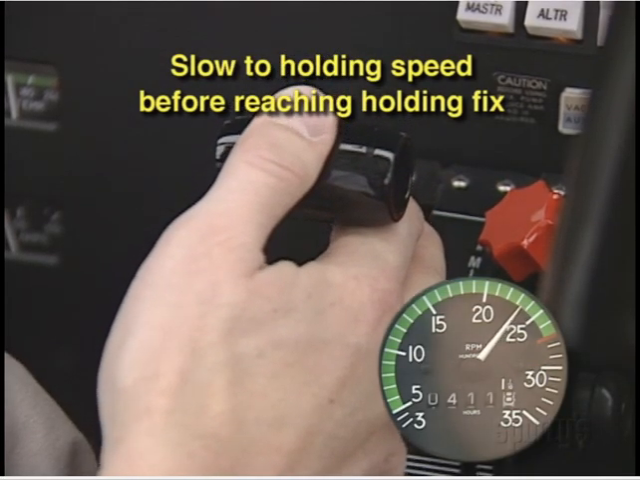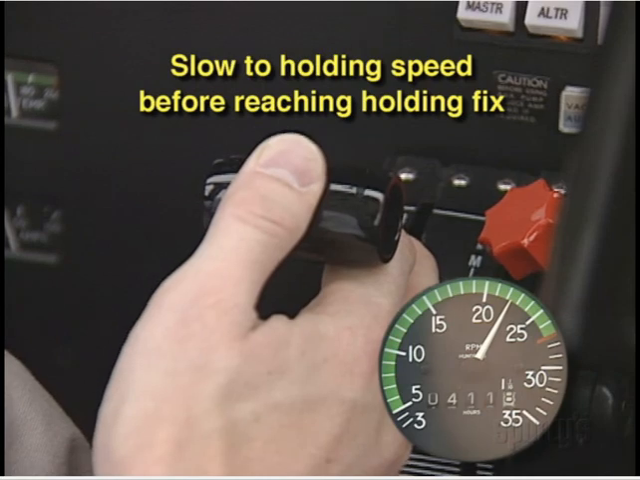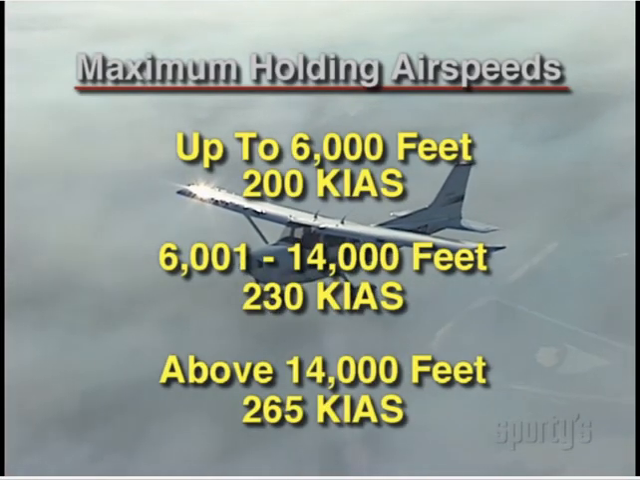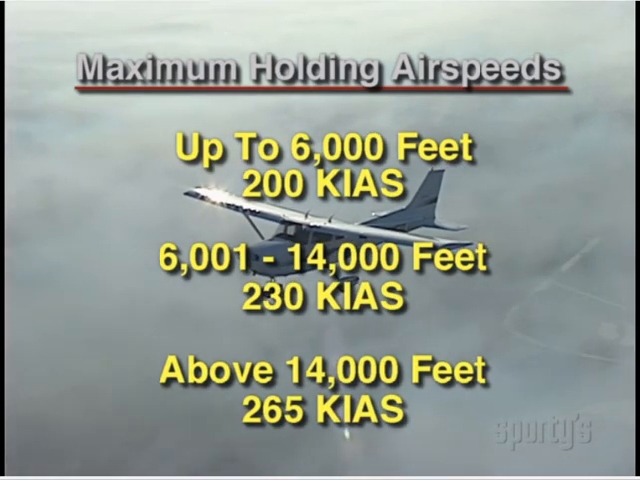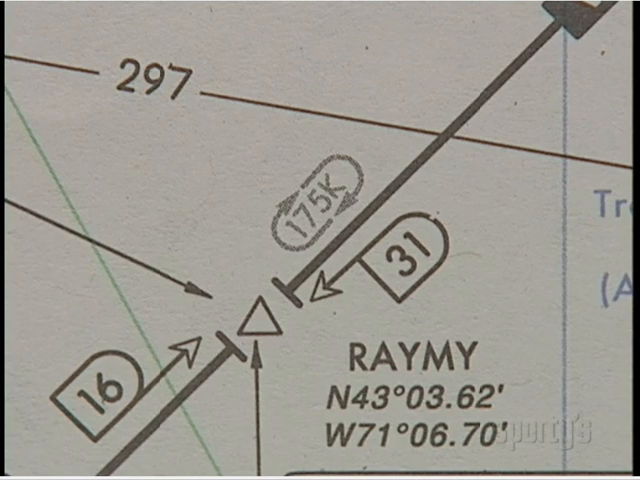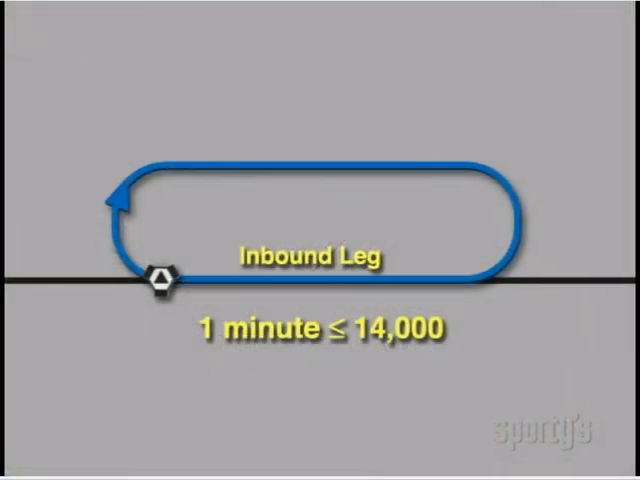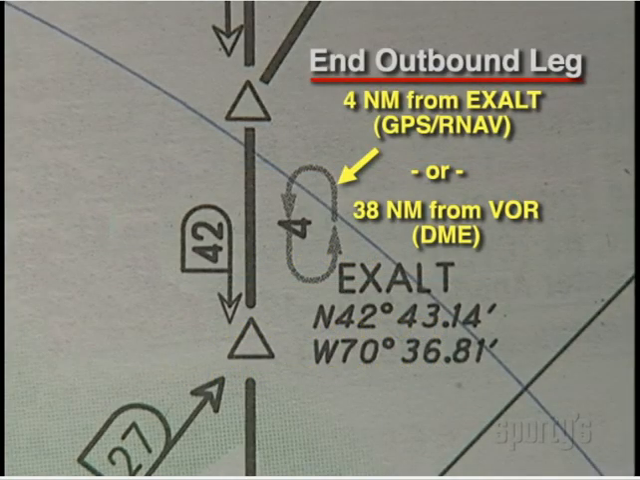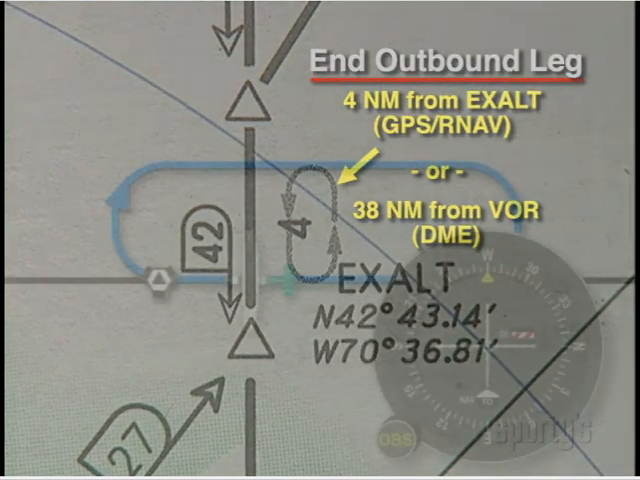You should slow to holding speed at least 3 minutes before reaching this fix. Holding speed will vary by airplane, but it must not be faster than the maximum speeds published in the AIM for your altitude. Some holding patterns have different speed limits charted. The standard holding pattern uses right turns and a 1-minute inbound leg up through 14,000 feet, 1.5 minutes above 14,000 feet. Some holding patterns specify a DME or RNAV leg length instead of time.